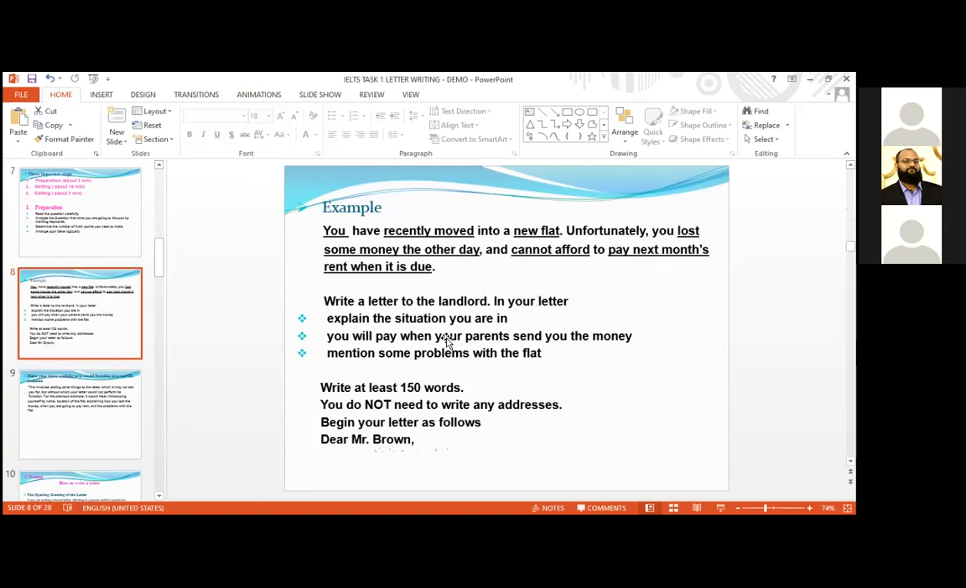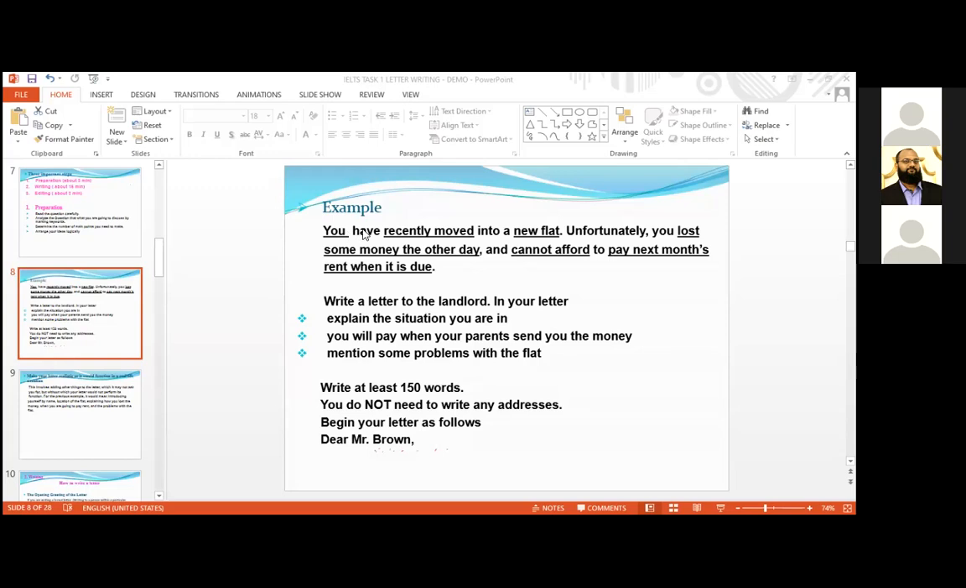In your letter, explain the situation you are in. You will pay when your parents send you the money. Mention some problem with the flat. So it is quite easy. IELTS says that you don't have to write any address on your own. You just have to start your letter directly with the salutation, Dear Mr. Brown. Why am I saying Dear Mr. Brown? Because that kind of letter is written in a semi-formal context. And in a semi-formal context, we start with Dear, a title and the person's surname. Okay? So whatever the surname is, you write that in the salutation part.